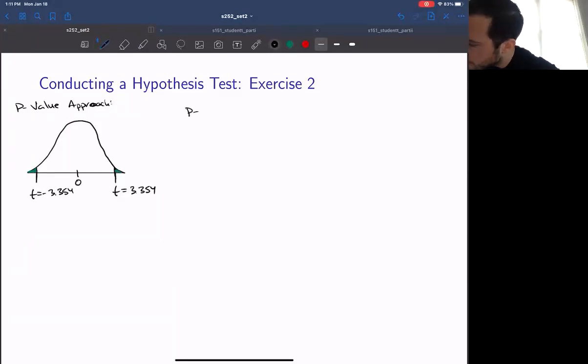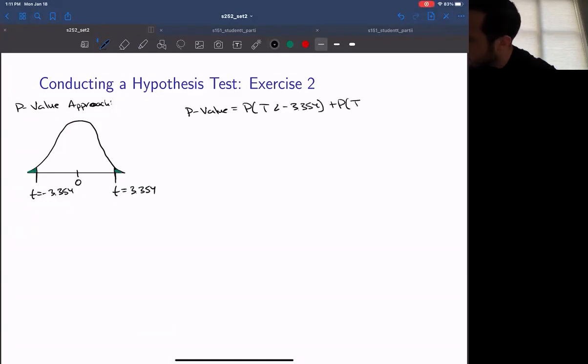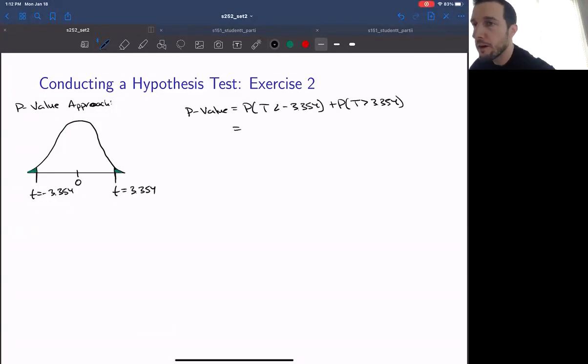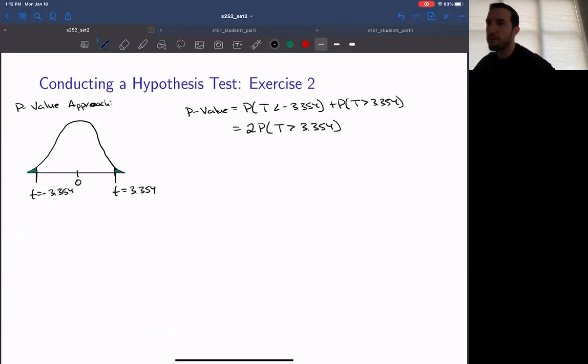So in this situation, we can write that the p-value is the probability t is less than negative 3.354 plus the probability t is greater than 3.354. Now, since the curve is symmetric, and both areas are therefore the same size, this is just 2 times the probability t is greater than 3.354. All right, now to find this probability, we go back to the student t-table.